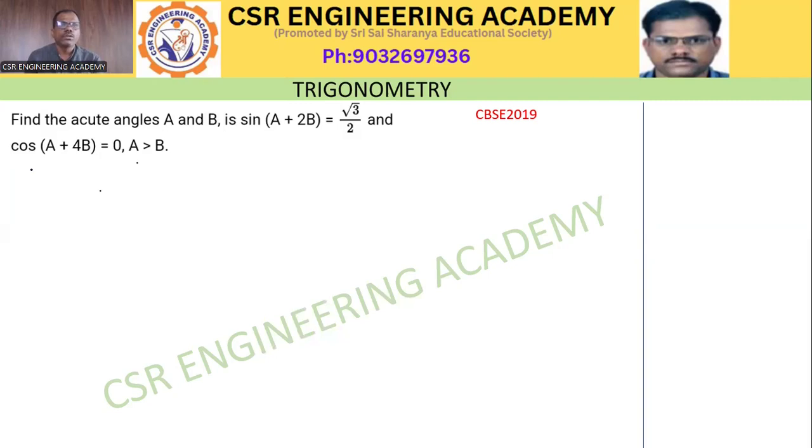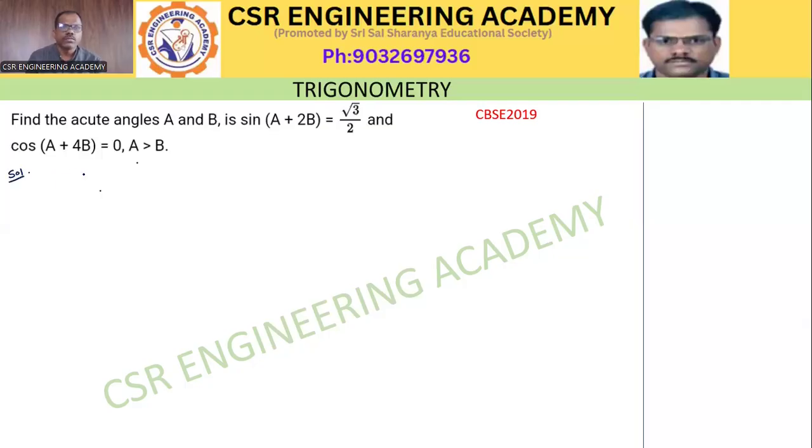Find the acute angles A and B if sin(A + 2B) is equal to root 3 by 2 and cos(A + 4B) is equal to 0, A greater than B.